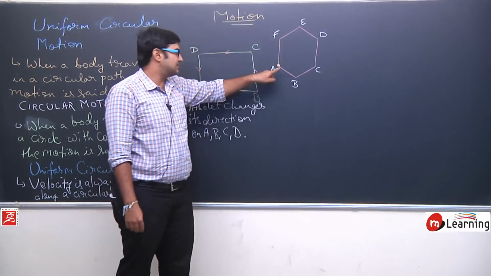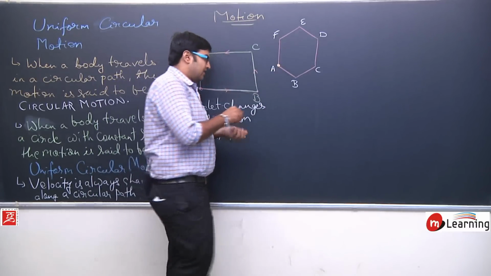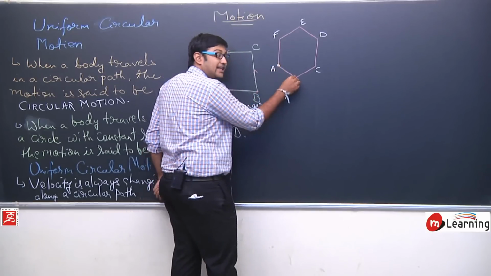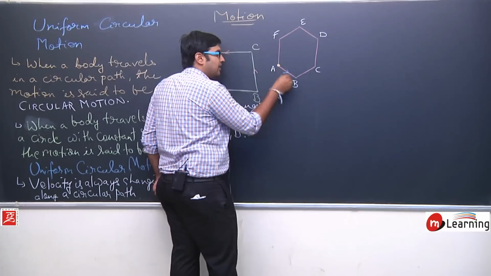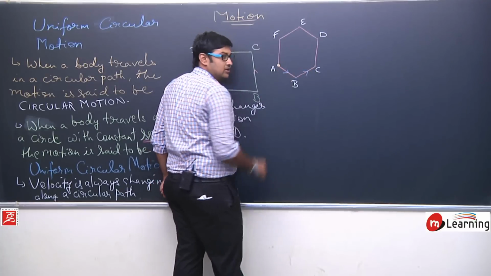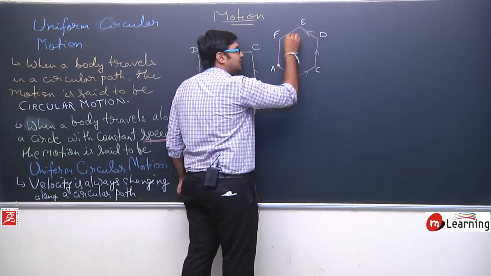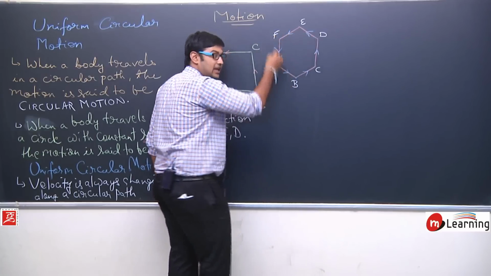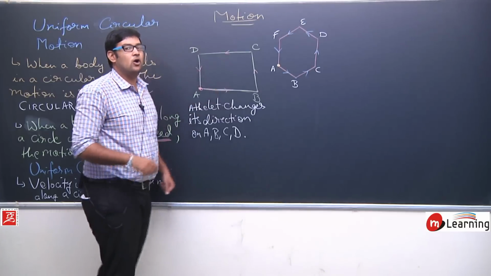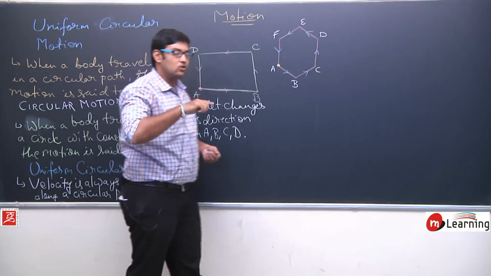Now if the athlete starts running from point A, he will run along the straight line till the point B, and after B he has to change the direction to move to point C, and then he will change the direction to move to point D, then E, then F, then again A, and the circle will go on and the process will continuously go on.